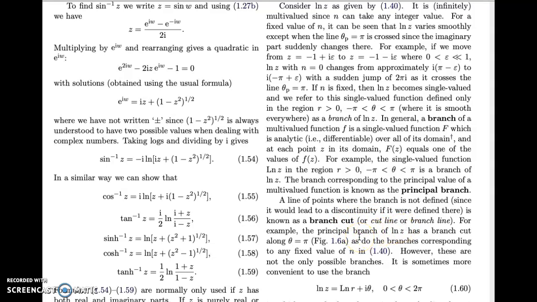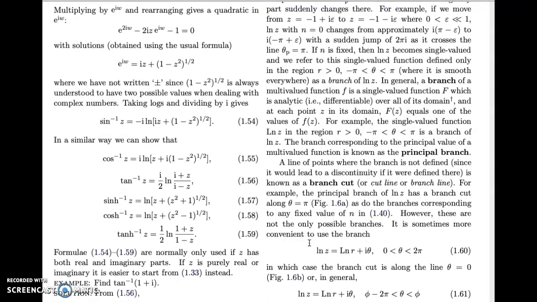So it's basically where the function is discontinuous. So in our example, we're looking at the principal branch of log. Log z has a branch cut along theta equals pi. And similarly, any of the branches for a fixed value of n have the same branch cut.